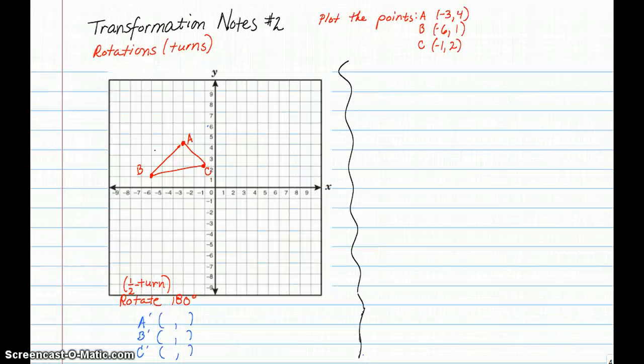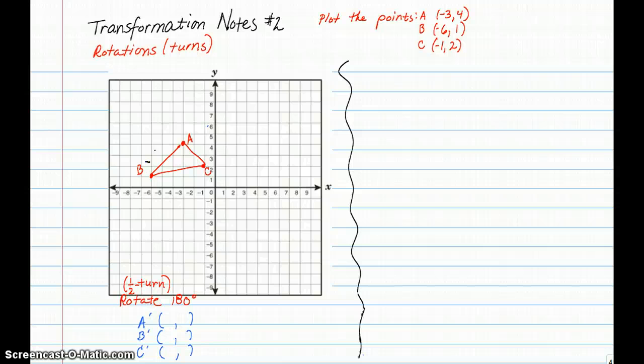Okay, we're again continuing with the points negative 3, 4, negative 6, 1, and negative 1, 2. And we're continuing with rotations, which are, the action to that is turns. So you have your A, B, and C plotted. I'd like you to use one color for that, and then for your transformation, I'd like you to use a different color.